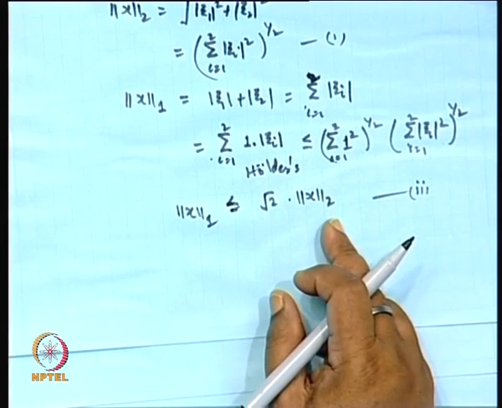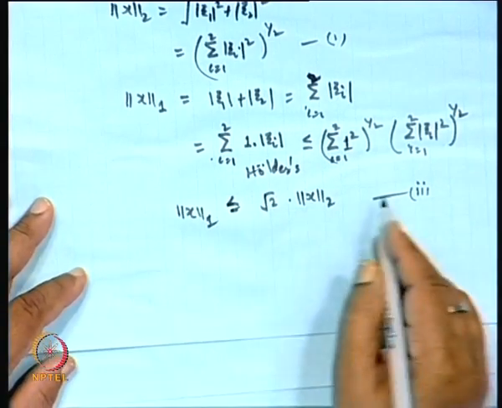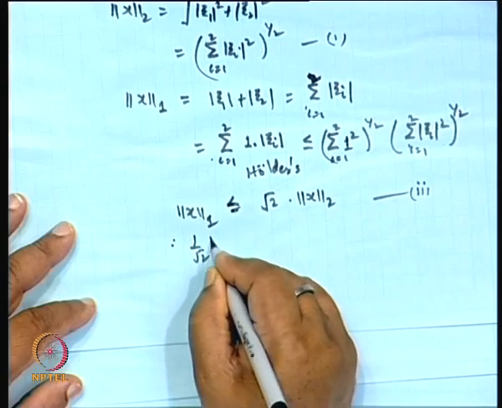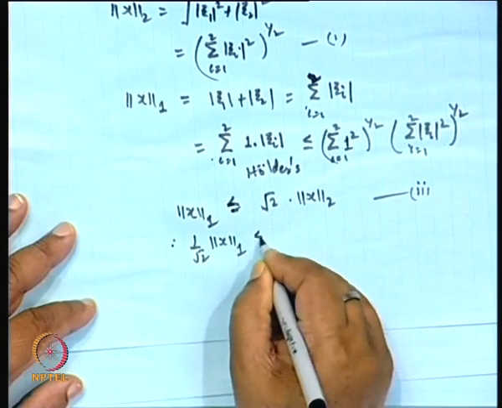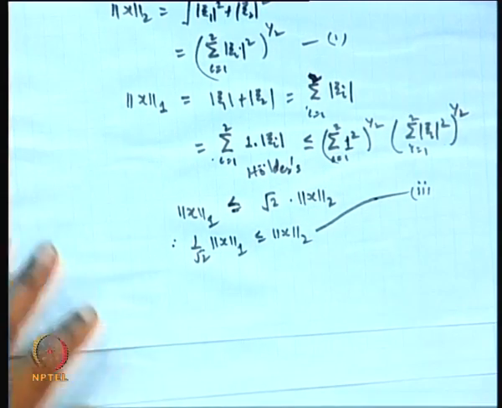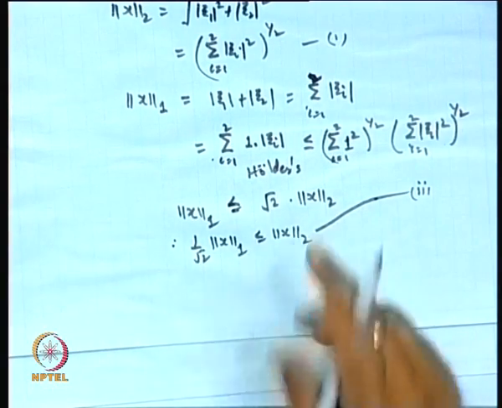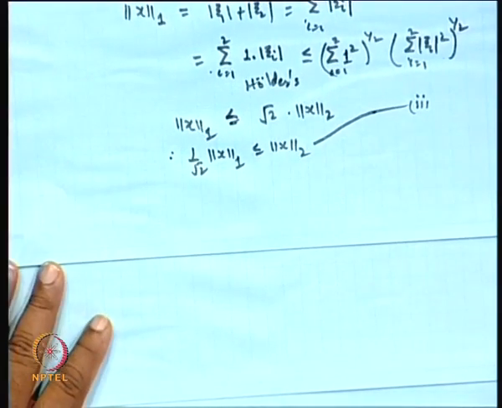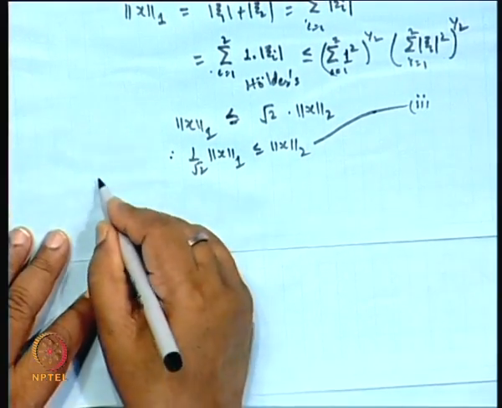Is it okay or not? So, we can say 1 upon root 2 norm of x 1 is less than equal to norm of x 2. Let it be put in this form. Okay. Clear?